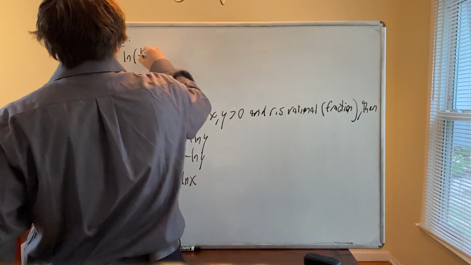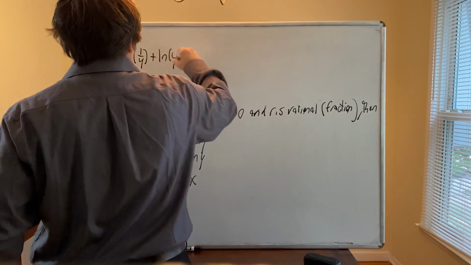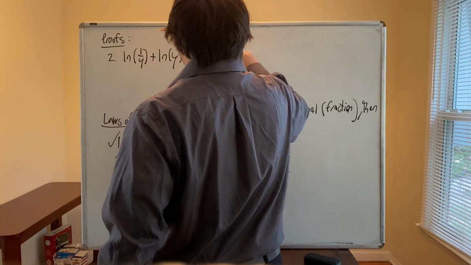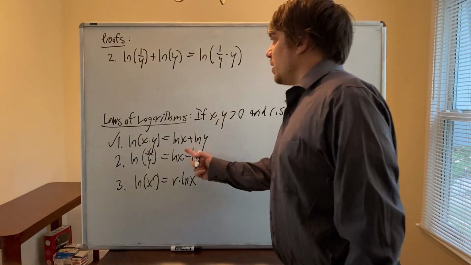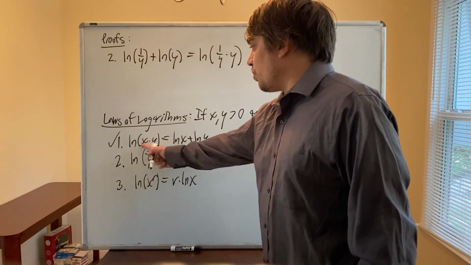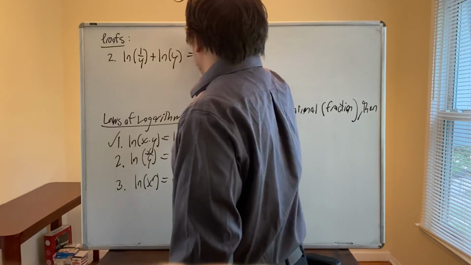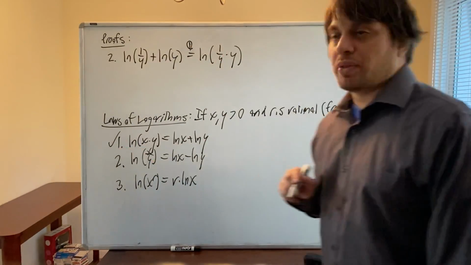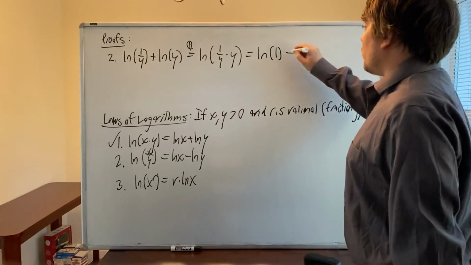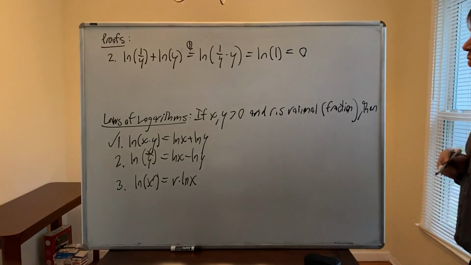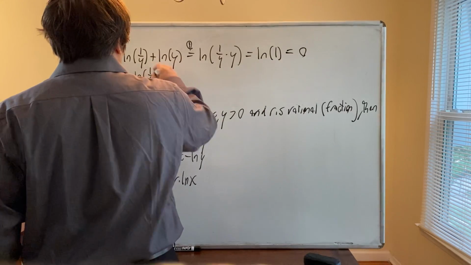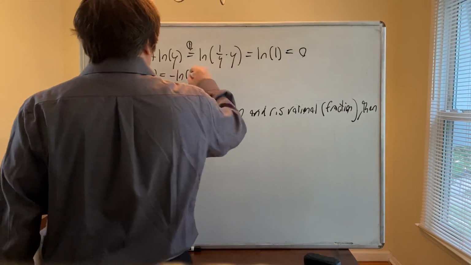So ln of 1 over y plus ln of y is equal to ln of 1 over y times y, right? Where x is 1 over y and y is equal to y. This is by property 1, which we already proved. And so that's equal to ln of 1, since 1 over y times y is 1. And ln of 1 we already showed is 0. That implies that ln of 1 over y is equal to negative ln of y.